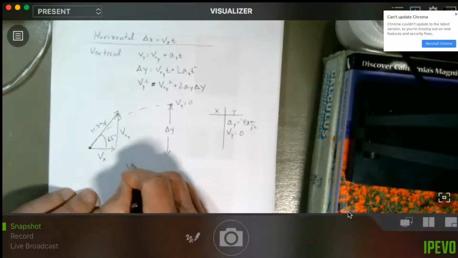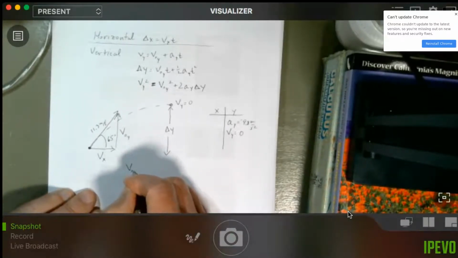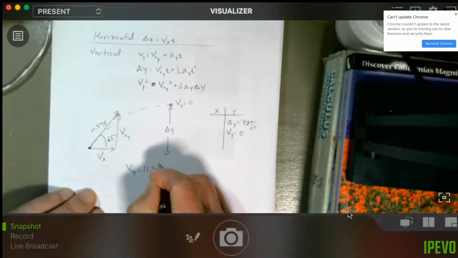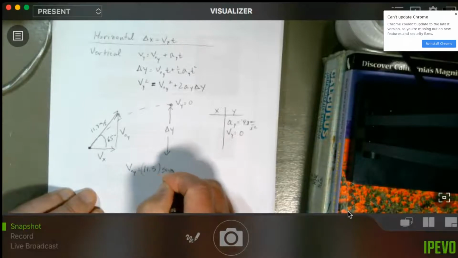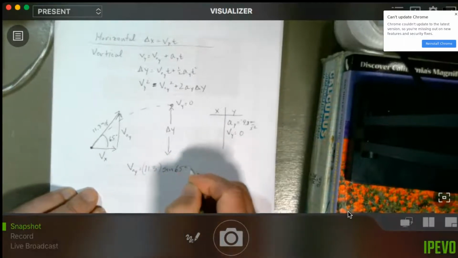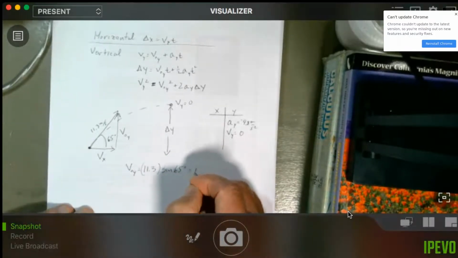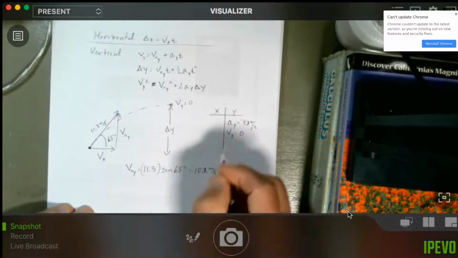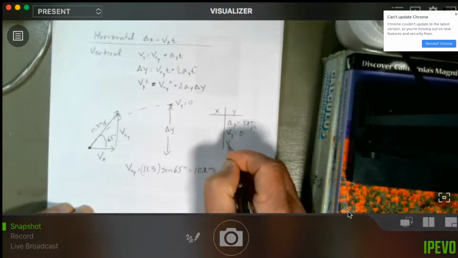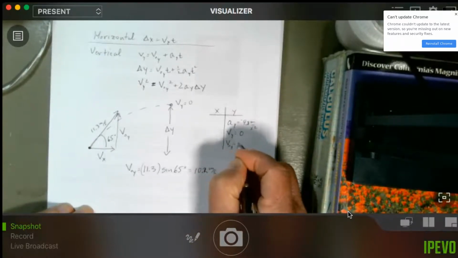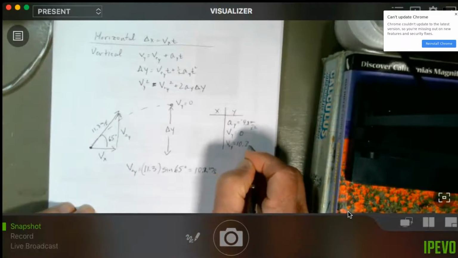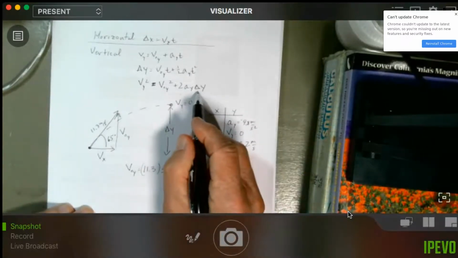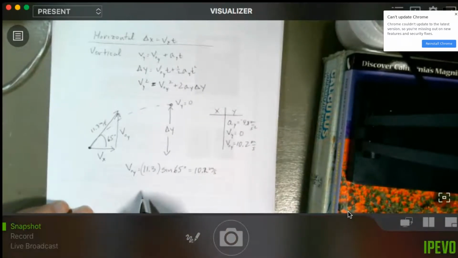The way to do that is that initial vertical velocity is the overall velocity, 11.3 meters per second, times the sine of 65 degrees. And that is 10.2 meters per second. Okay, so that's something we can put in our table here. And at this point, we have everything we need to find this change in vertical displacement, delta y.